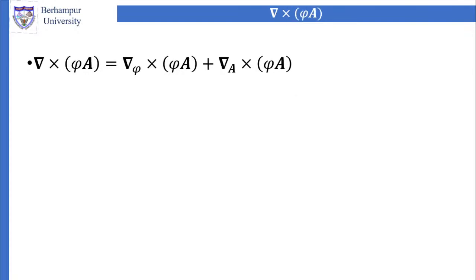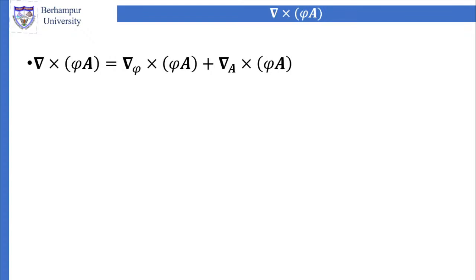Then you will see del cross phi A. Del cross phi A, again del will operate on phi, del will operate on A. So del operating on phi cross A plus del operating on A cross phi. Del operating on phi is a scalar, so we'll take grad phi cross A. The first term will give grad phi cross A, because phi is a scalar. Del will operate on a scalar only as a grad.